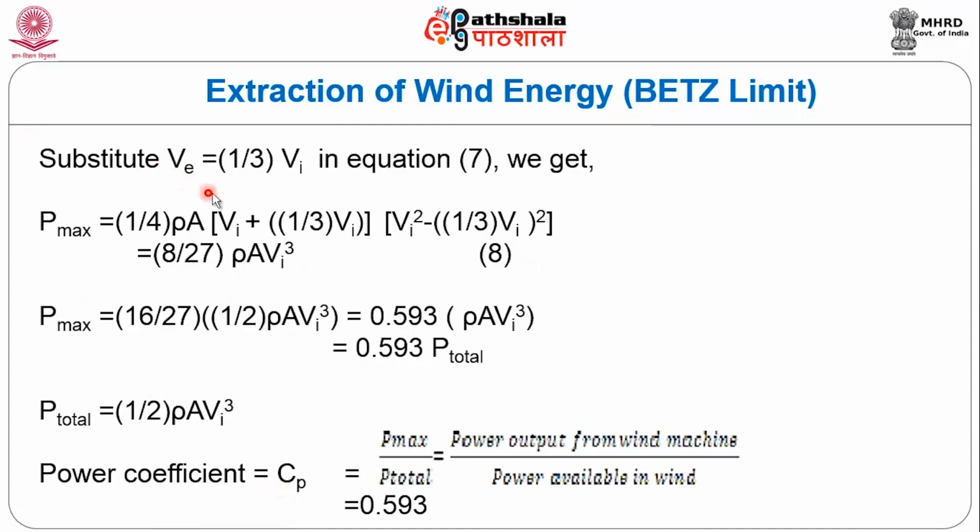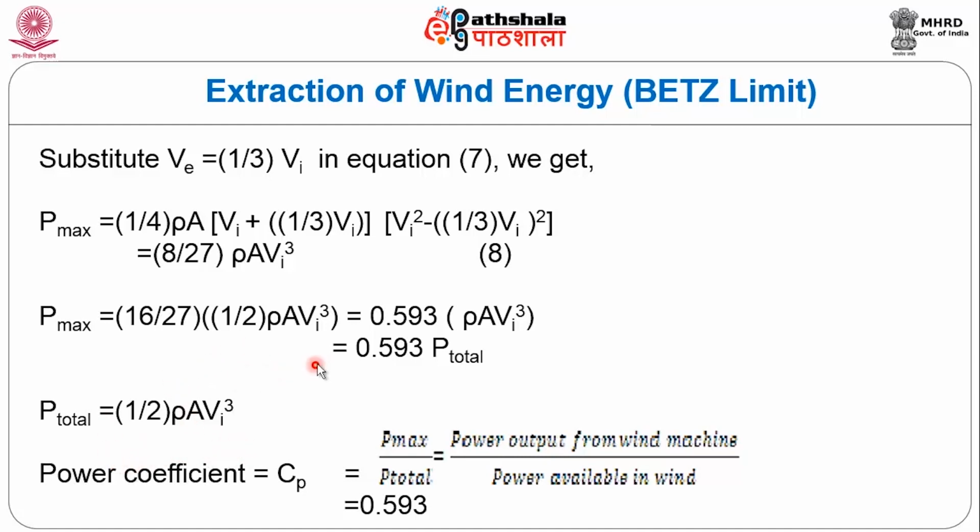And substituting this V_E, that is equal to 1/3 of V_I, in equation number 7, we get P maximum, which is 8 by 27 into ρAV_I cube, and that is equation number 8. Then again it is rewritten: P max is equal to 16 out of 27 into half ρAV_I cube, that is equal to 0.593 into ρAV_I cube, that is 0.593 P total.